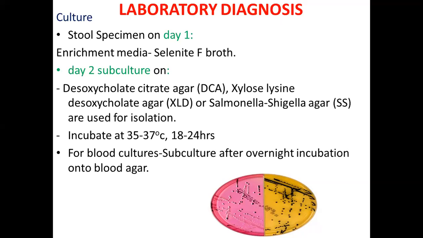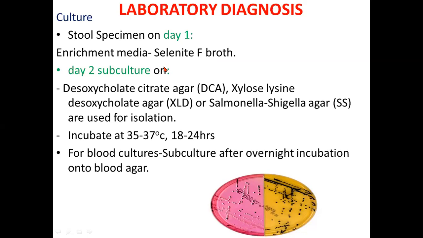Remember, a stool specimen will have several bacteria. Some bacteria are beneficial for the pathogen and some are not, and we really want to help identify the disease-causing pathogen. So we culture it first on day one in an enrichment media, which selects for or is beneficial for the pathogen of interest. And here it is Salmonella. So the enrichment media we use is selenite F broth, which the bacterium needs for its nutrient requirements.